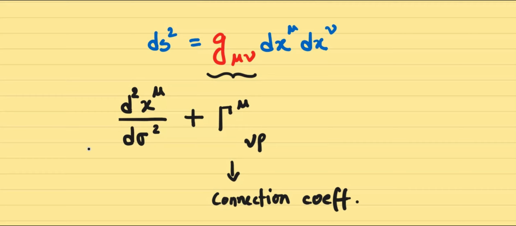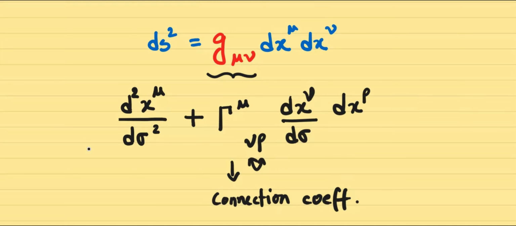One little but important piece of information about these connection coefficients is that they are not components of any tensors, right? Because they do not follow the tensor transformation rule. And these coefficients are symmetric in the lower indices, that means nu and rho. We aren't done yet. This is accompanied by dx nu with respect to d sigma and dx rho with respect to d sigma, and this is equal to 0.